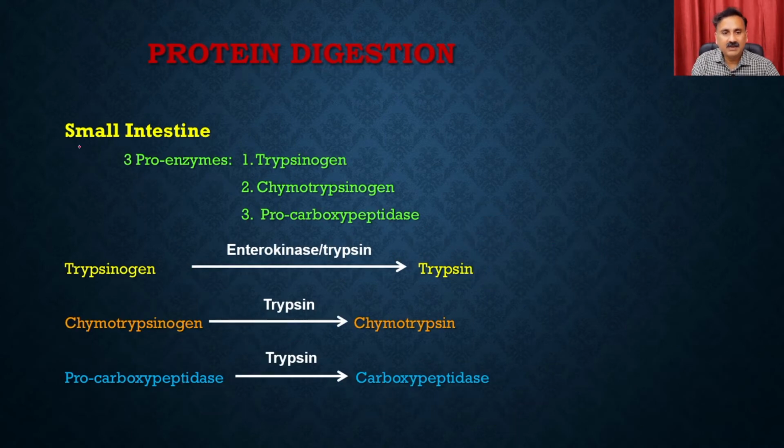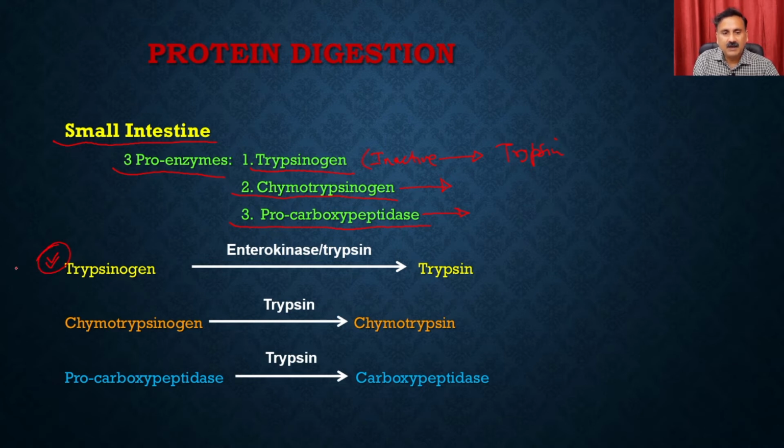Now within the small intestine, again we have different types of proenzymes. So we have three proenzymes. One is called trypsinogen, which is an inactive form of the enzyme, and the trypsinogen is going to be activated to form the trypsin, right? Then we have the chymotrypsinogen, which is going to form the chymotrypsin, and then we also have the procarboxypeptidase, which is going to form the carboxypeptidase. And the activation of these enzymes is also very different.